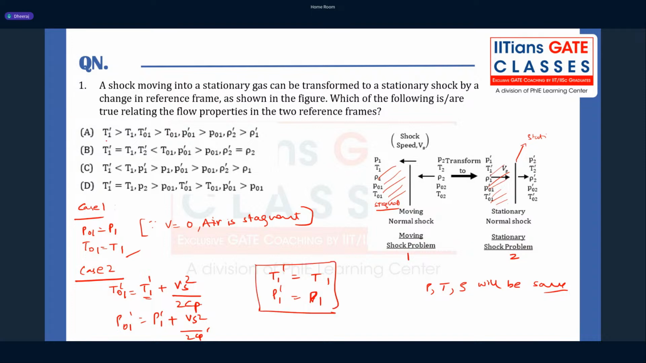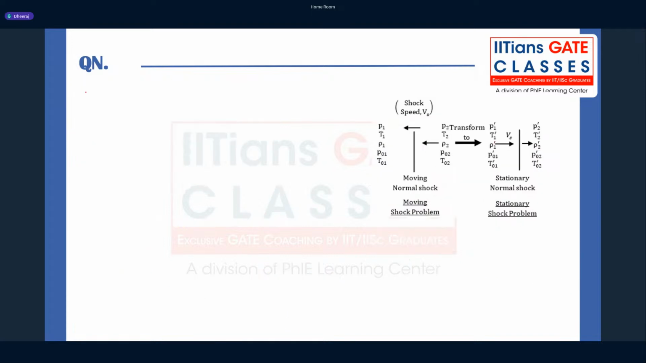So here they have given that T1 is greater than T1 dash, and T1 dash is greater than T1, and so on. These both options we can rule out. So we are left with only these two options. So let's see further. Here they are comparing the T2 dash, that is the temperature after the shock of case 2, with that of the temperature before the shock of case 1. So if you are considering T2 and T1, let's see for case 2.